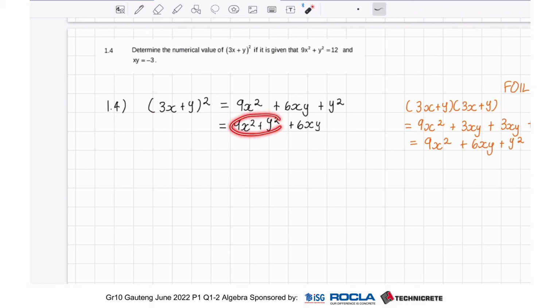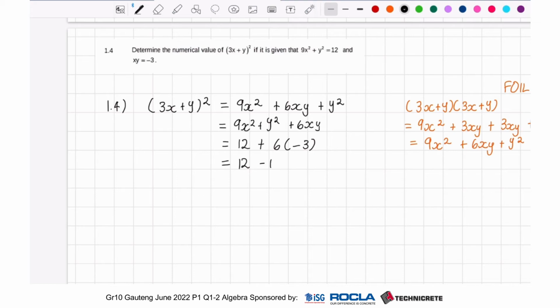So now that this looks like this, I'm told that I can write 12 instead of writing 9x squared plus y squared. So I'm substituting this for 12. And then I'm told that everywhere that I see xy, I'm going to write minus 3 instead. So here where I have 6 times xy, I'm not going to write xy, I'm going to write minus 3. Then this is 12 minus 18, and that is minus 6.